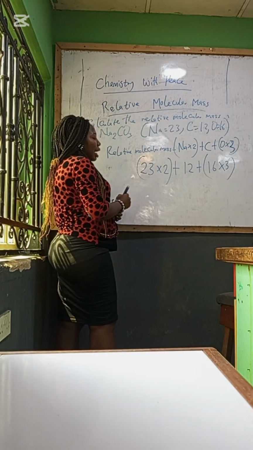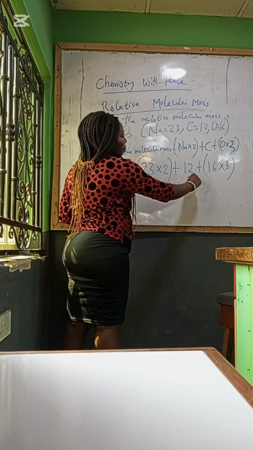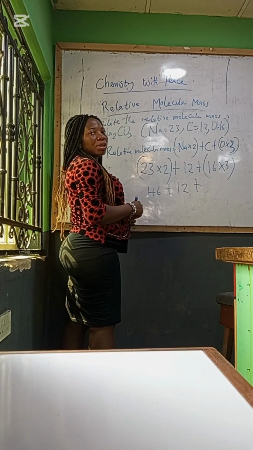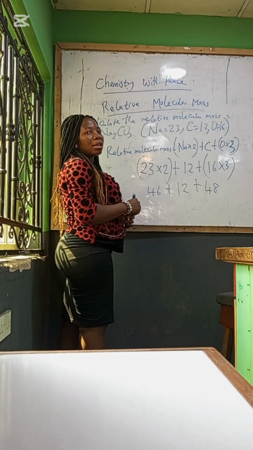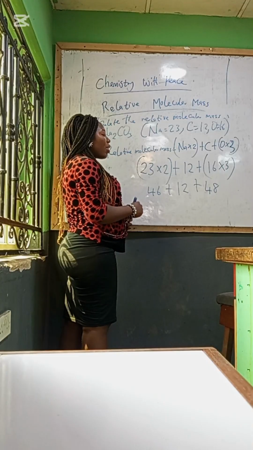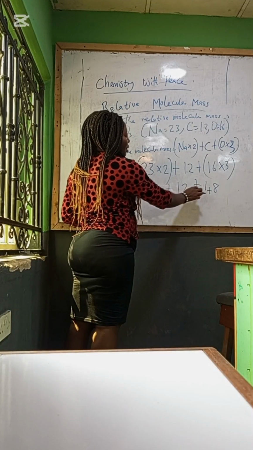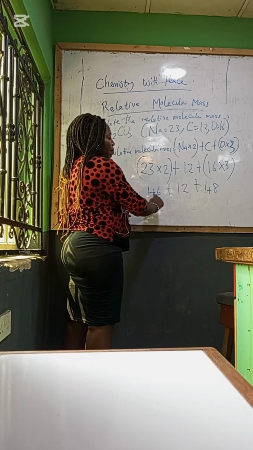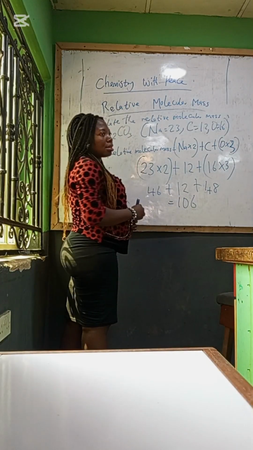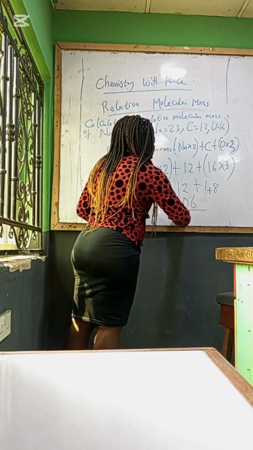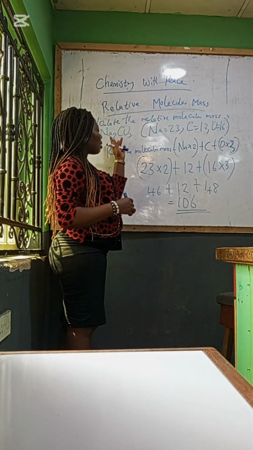23 times 2 will give us 46, plus 12, plus 16 times 3 will give us 48. Now we are going to add all of them together. 48 plus 12 is 60, plus 46, that is 106, and that's our final answer. So the relative molecular mass for sodium carbonate is 106.